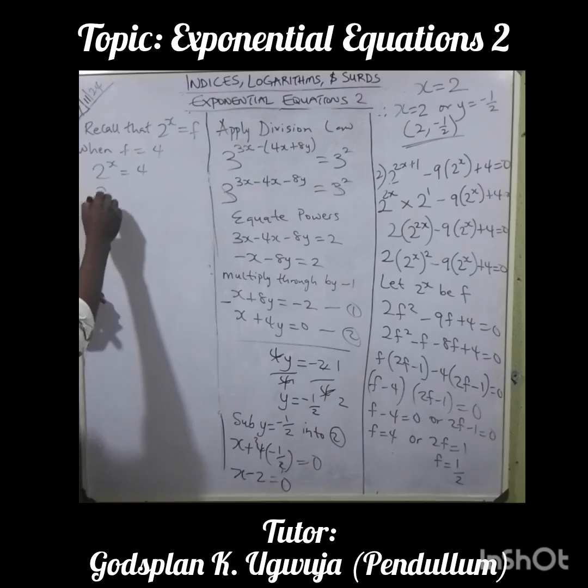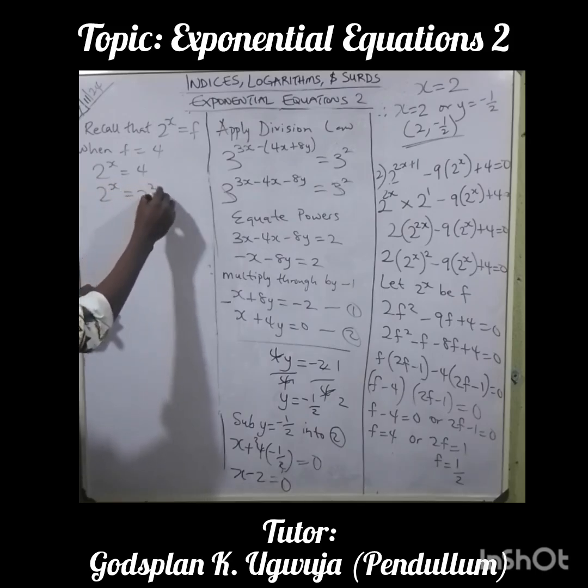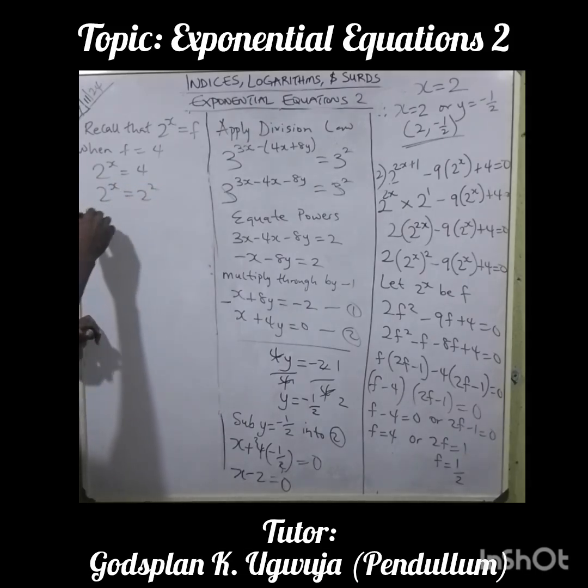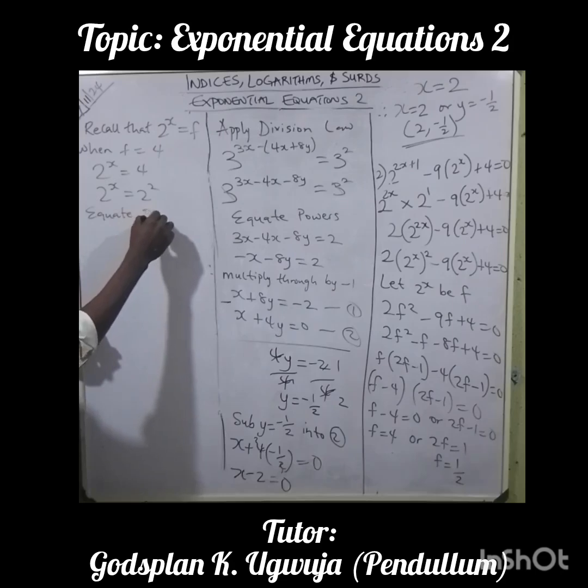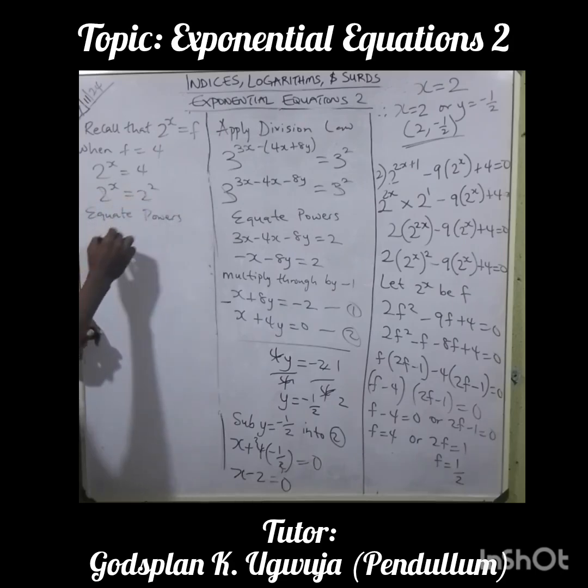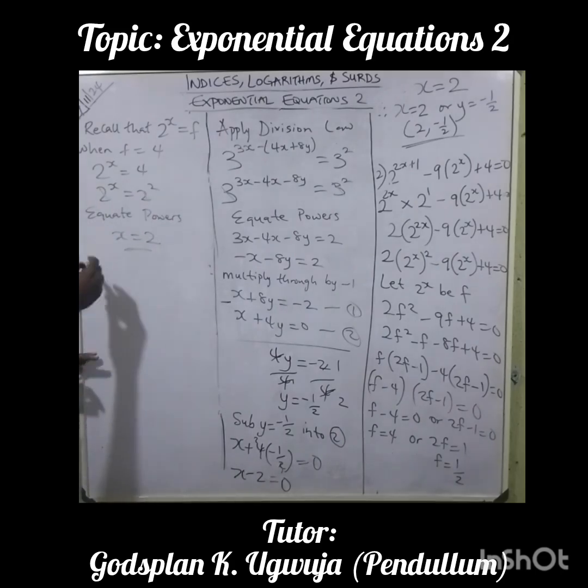We can write 4 as 2 raised to the power 2. And then we equate powers because they have the same base. We equate powers, x is equal to 2. This is our first answer.